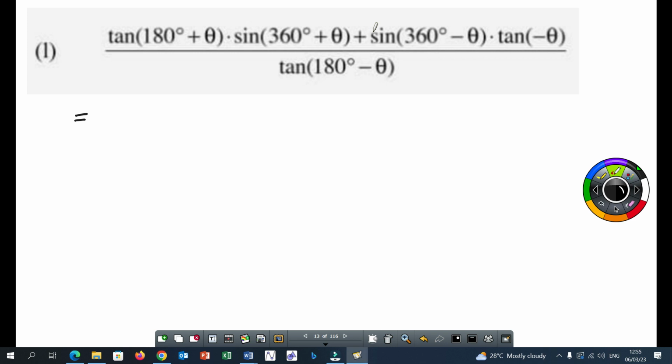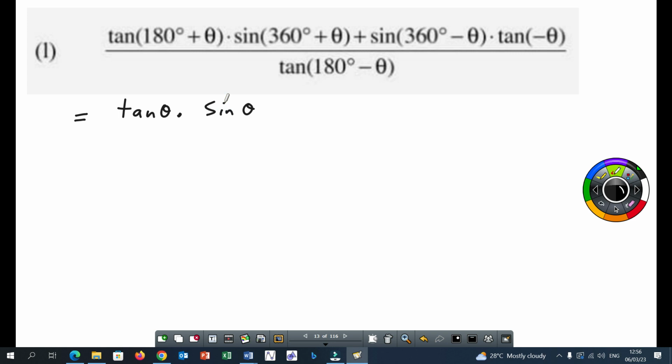So tan(180 + θ): the angle 180 + θ is in the third quadrant. Therefore tan must be positive, so that's equivalent to tan θ, because tan is positive in the third quadrant. Right? Times sin(360 + θ): 360 + θ is in which quadrant? The first quadrant. So sine is positive, so that will be sin θ.